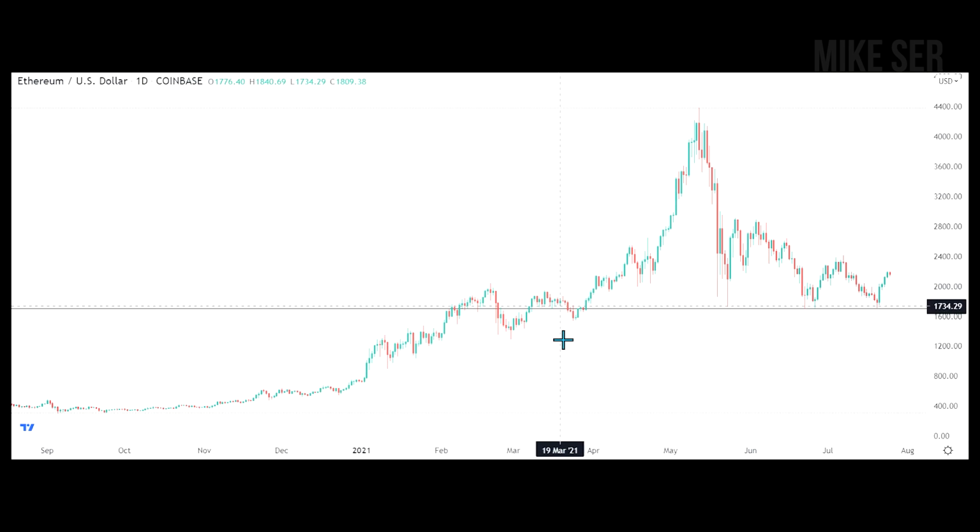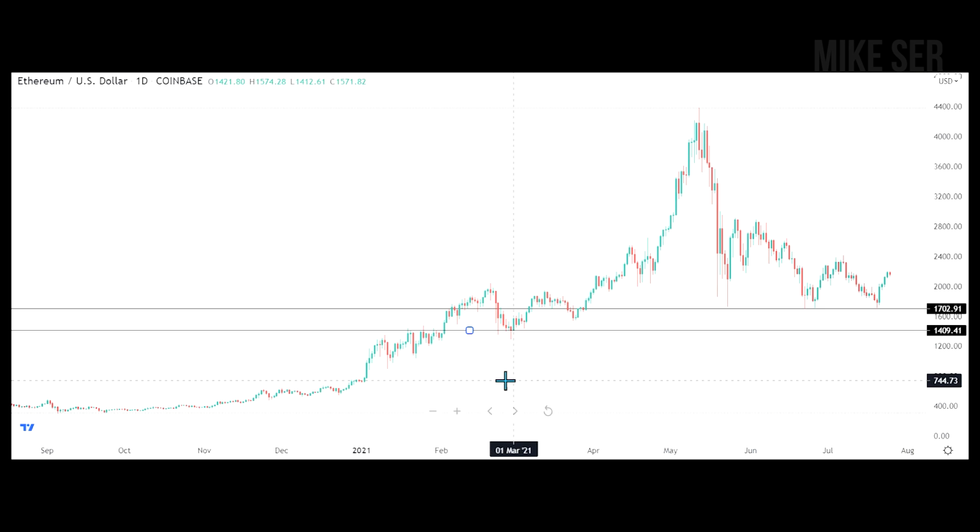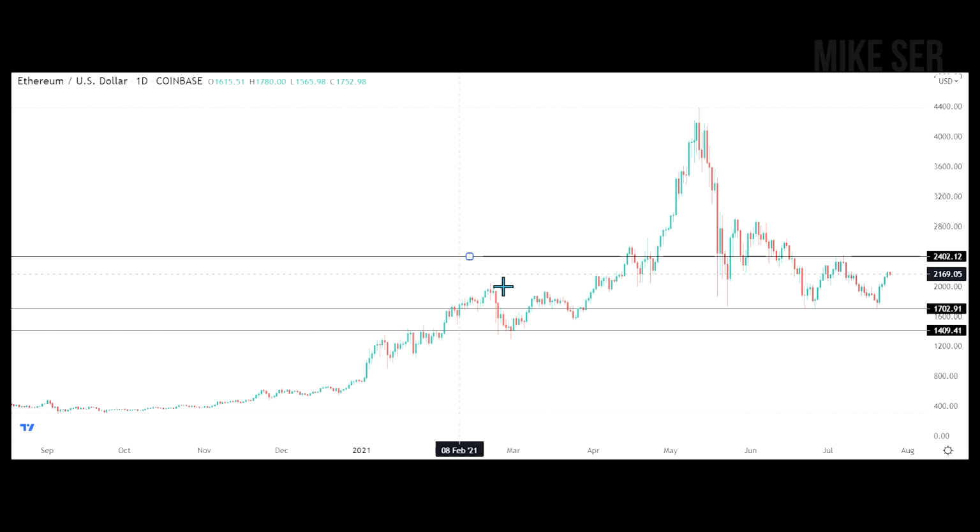Another minor level that I see is right here. Around 1400, 1409. This one's not as clear. You can see it hit a few times here and then support right here. So that would be the next support level. In terms of resistance levels, again, looking at this chart here, there's nothing really that clear.